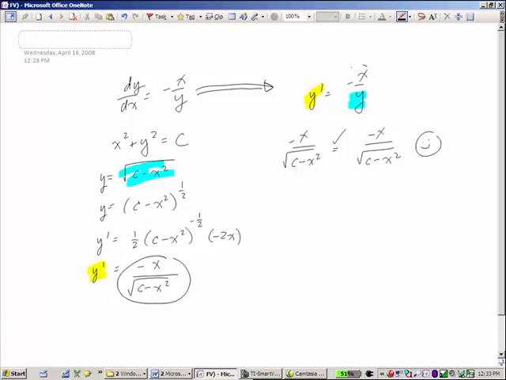And then negative x over y. Yeah, that's right. Okay, and that works. All right, Claire, let's do it another way.